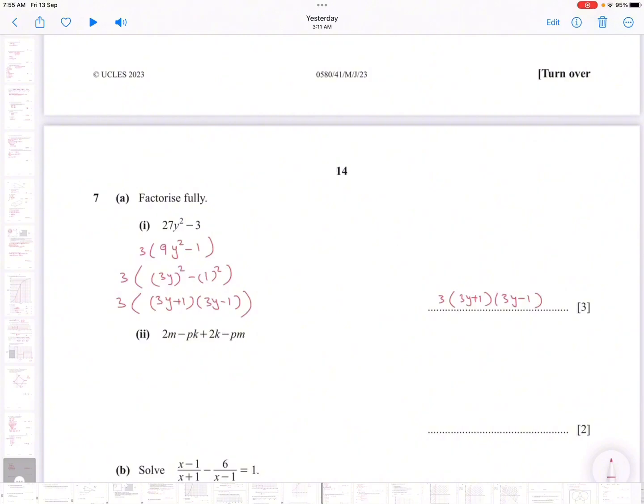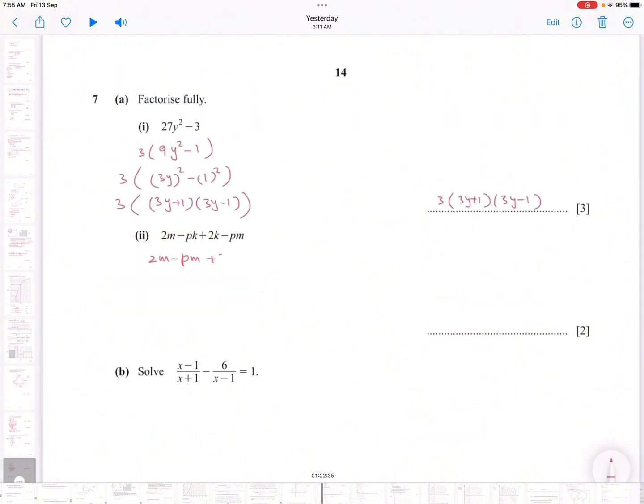In this part, bring minus pm towards 2m, so that like terms are together. Then take common from the first expression. m is common, so 2 minus p in the bracket, plus k is common, so 2 minus p in the bracket. So make 2 brackets, one for m plus k, and take 2 minus p as one bracket, and this would be your answer.